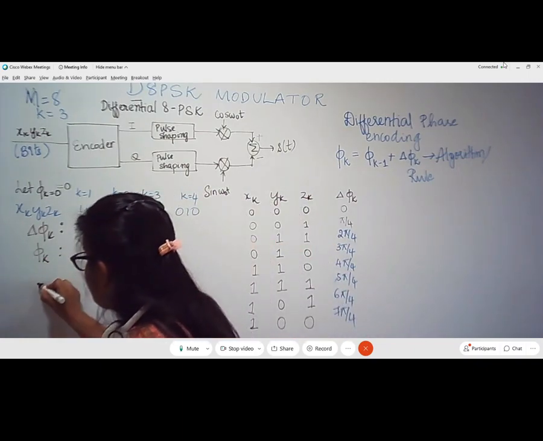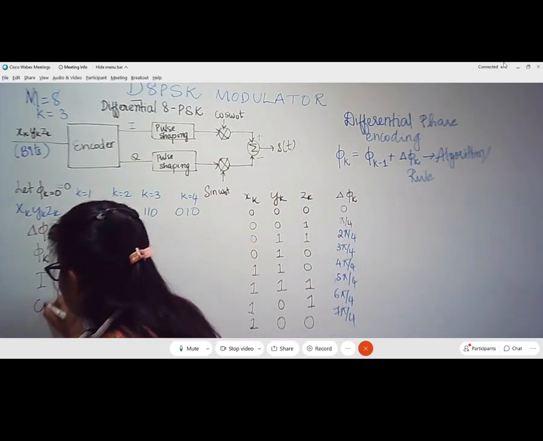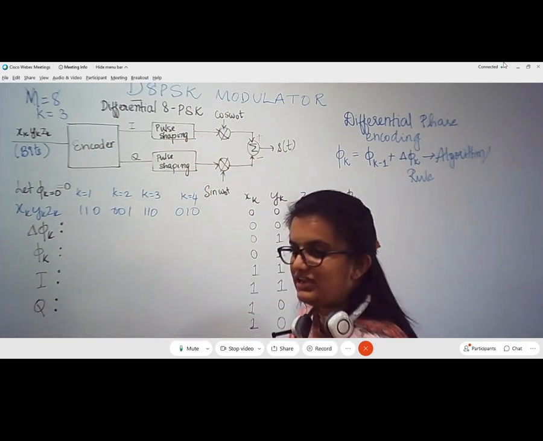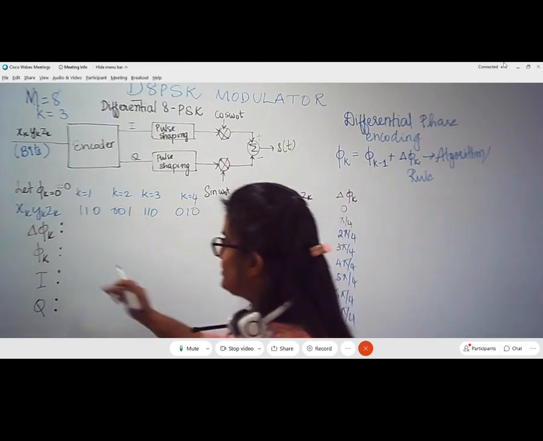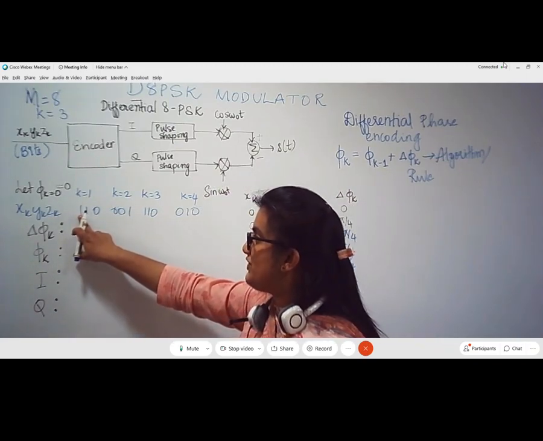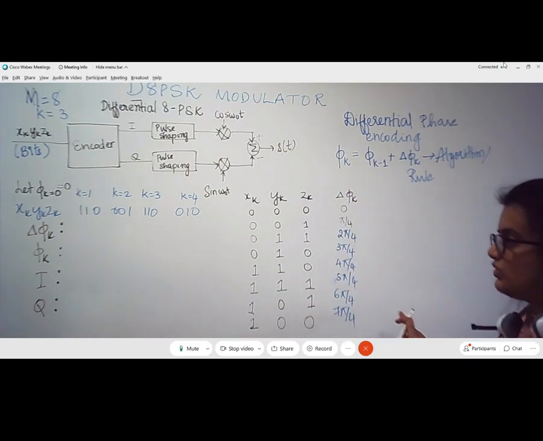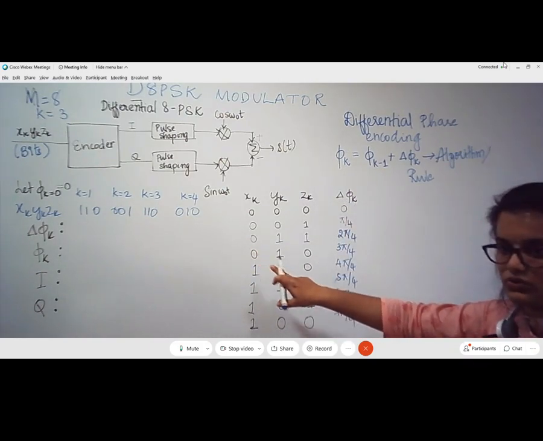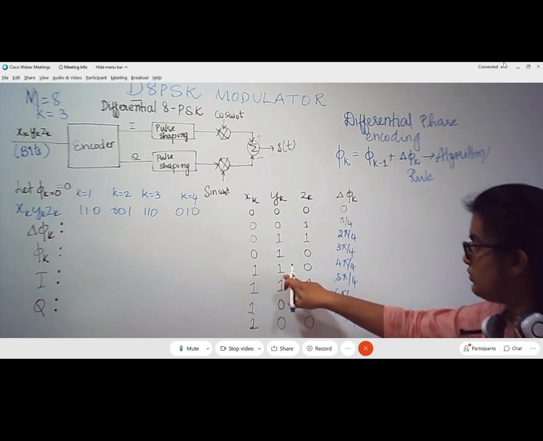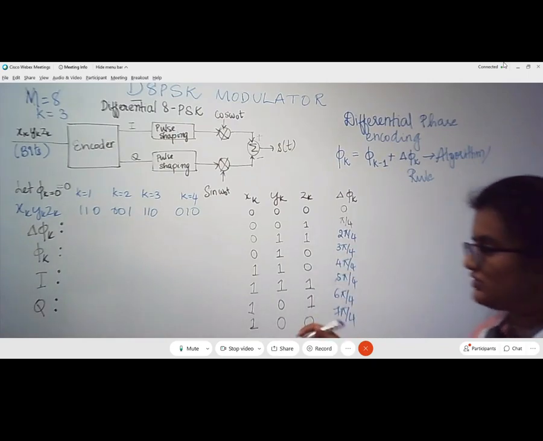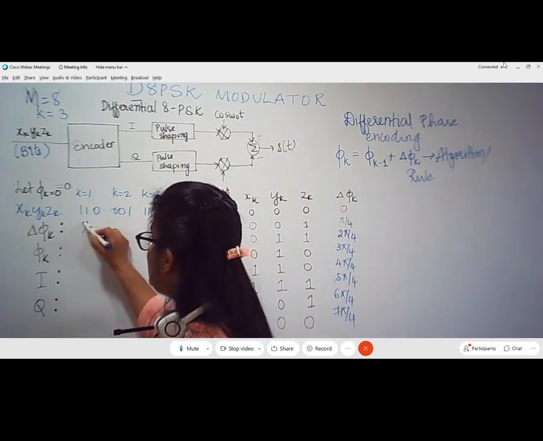And to this phi k, what are the I and Q values such that they are going to get multiplied with the carriers, that I want to recognize. Now you see here, what is the phase assigned for 110? Look at this table and tell me, what is the phase assigned for 110? For 110, the phase assigned is equal to 4 pi by 4, which is nothing but pi.